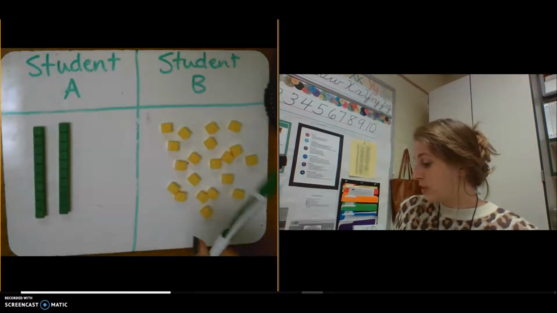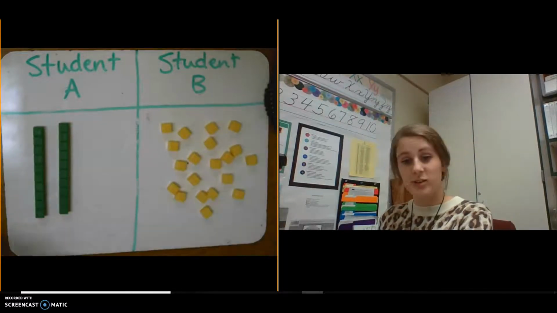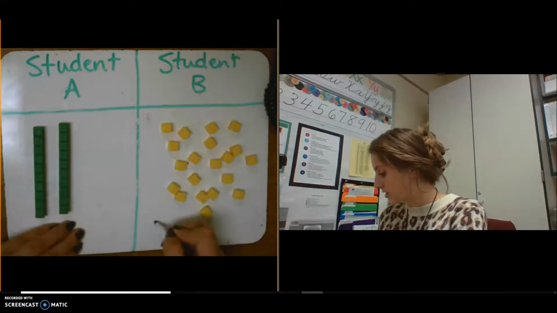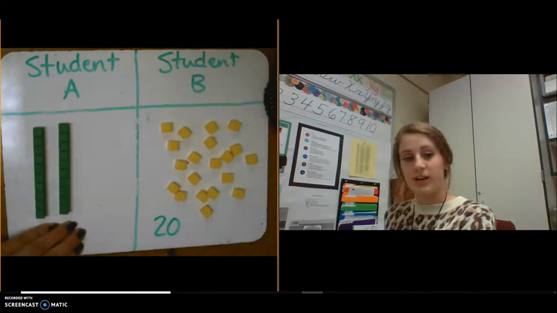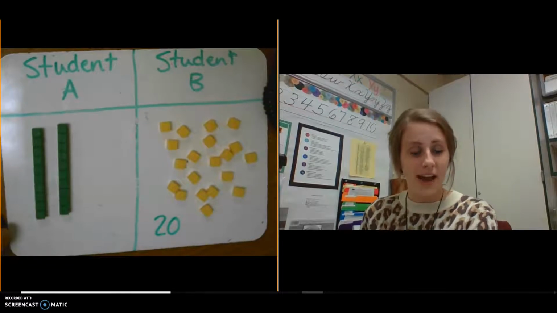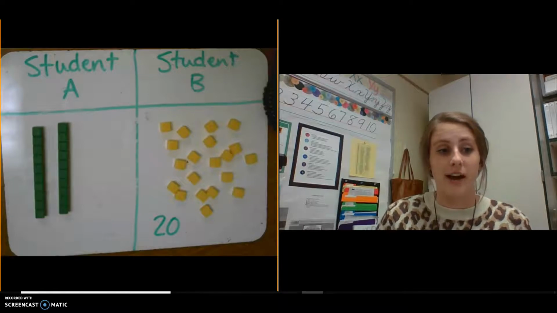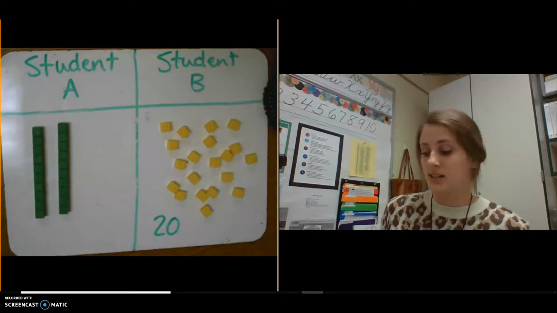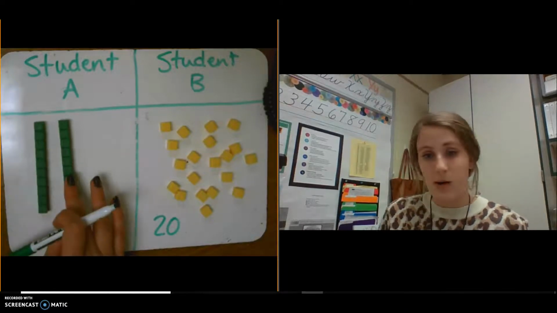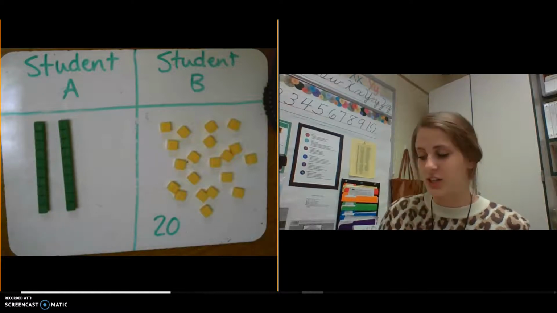Okay, so I'm going to count. I have 20 ones cubes. 20. So I'm going to write 20 down here. Now I want you to look at our student A side. How many 10 sticks do we have? What number does it represent? So I'll give you just a second. Go ahead and pause the video and think of the answer in your head.